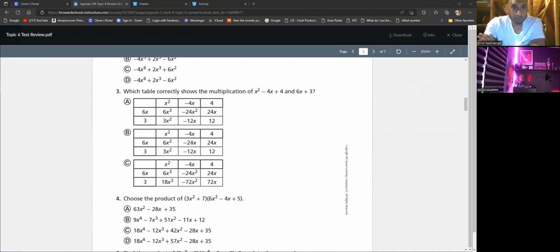So do you know how to do it? It's because the way it's set up is missing. Okay? So 6x times x squared is what? Is that the right answer for those two?